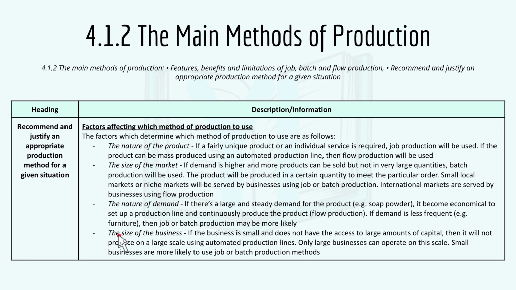And the size of the business. If the business is small and doesn't have access to a large amount of capital, then it will not be producing on a large scale like mass production using an automated production line. Only large businesses can operate on this large scale, and small businesses are more likely to use job or batch production methods.